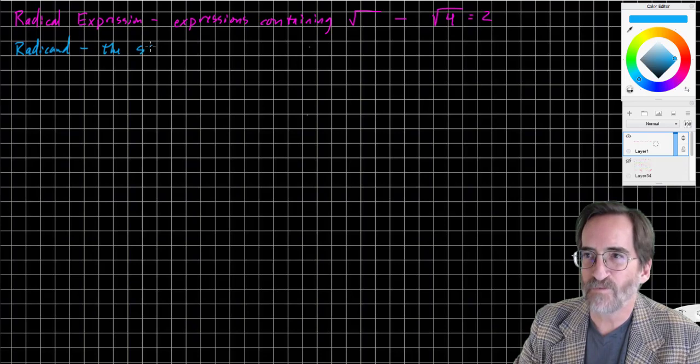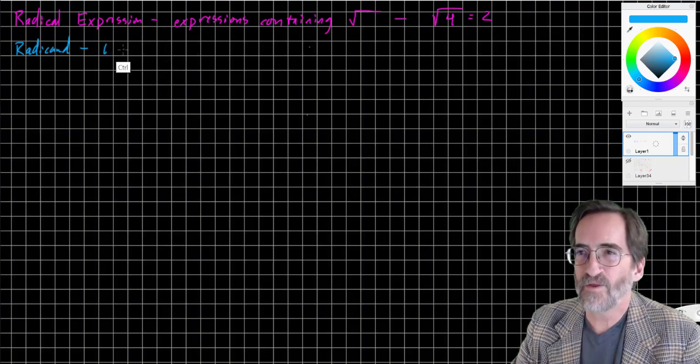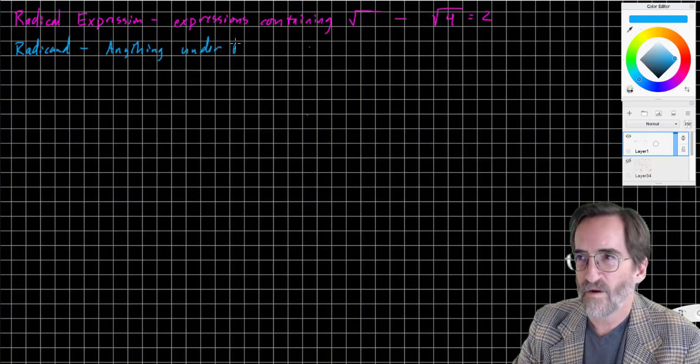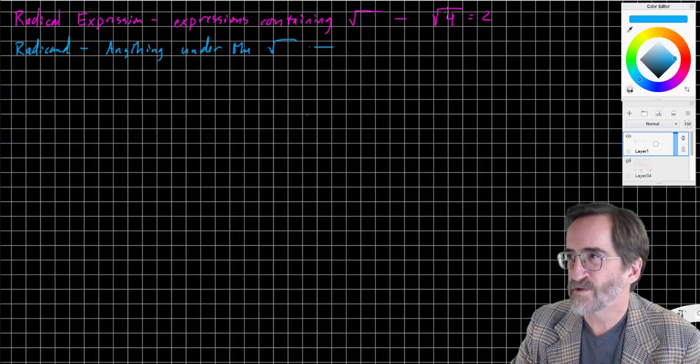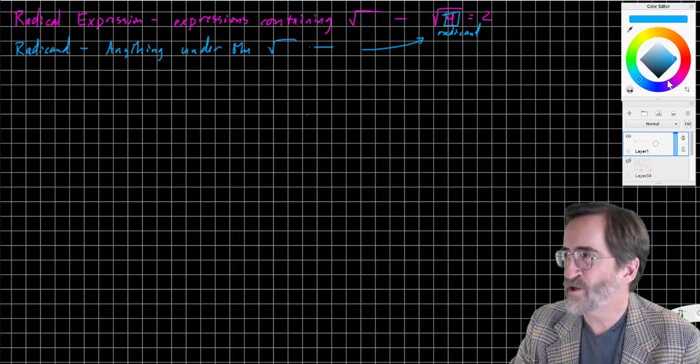The square root symbol. Oh no, not the square root symbol. It's anything under the square root symbol. In this example, 4 is the radicand. Radicand. Rationalize the denominator.